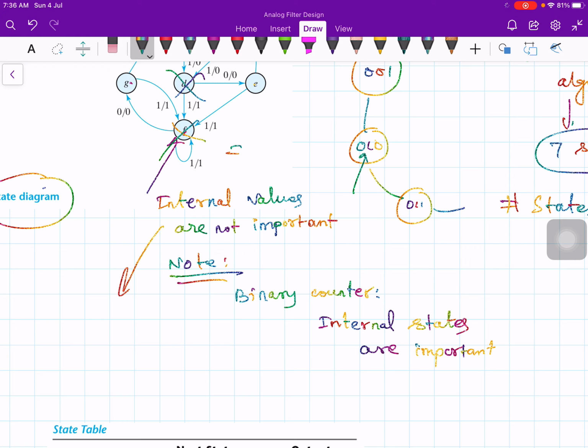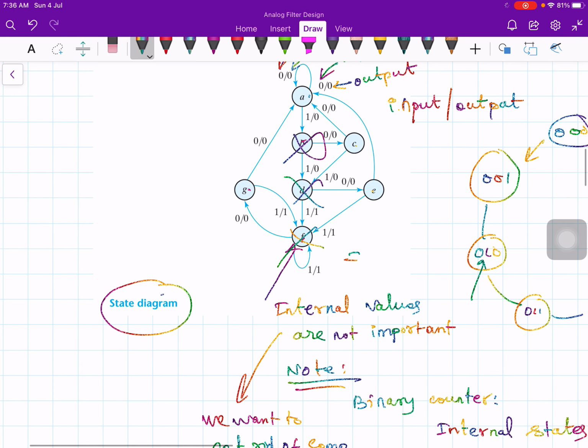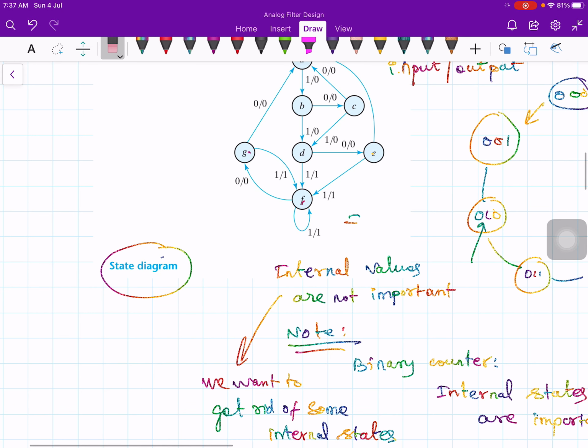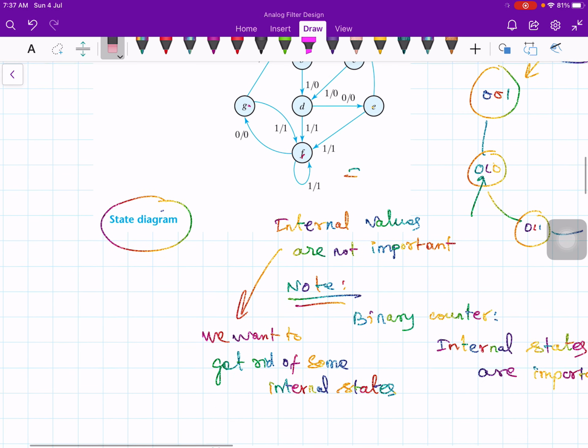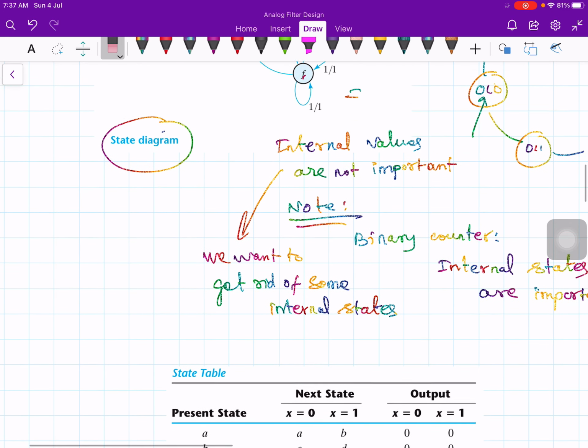We want to get rid of some internal states or some states. Why? To save the money. So this is the given state diagram, and for this state diagram there are an infinite number of sequences that may be applied to the circuit. See, this is my state diagram.